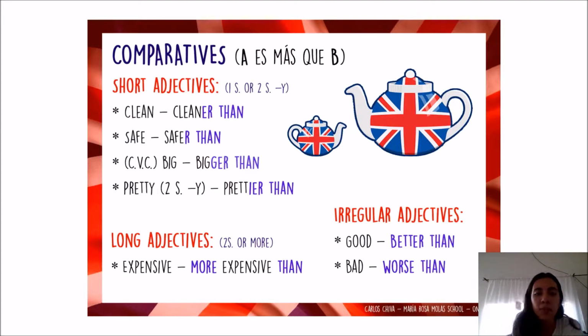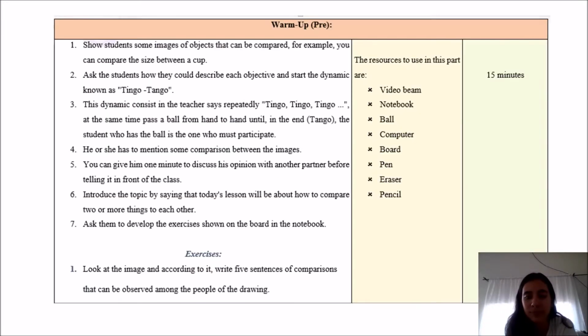And in the image, we can see short adjectives: clean, cleaner than; safe, safer than; big, bigger than; pretty, prettier than. The long adjectives are expensive, more expensive than, and the irregular adjectives are good, better than, and bad, worse than.